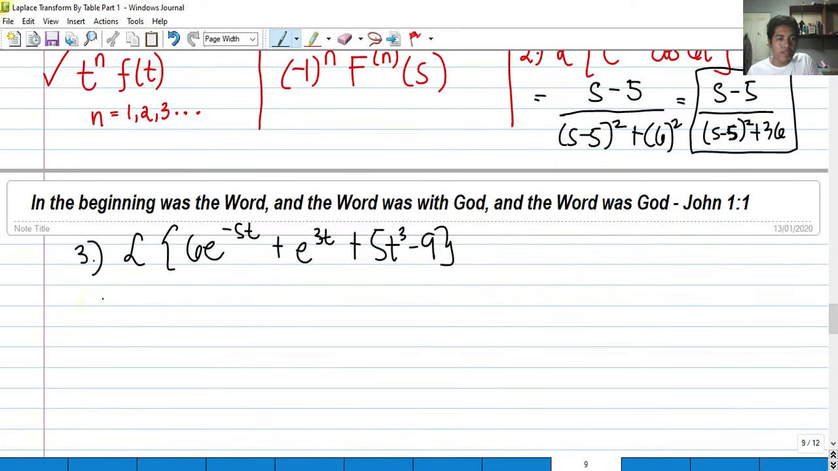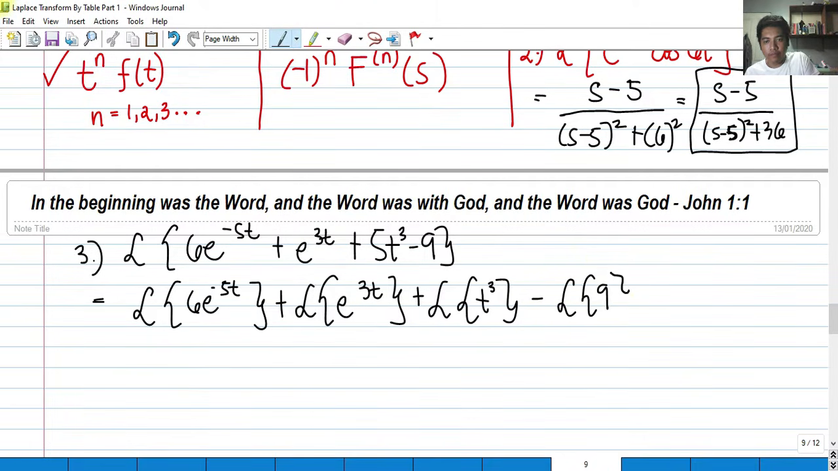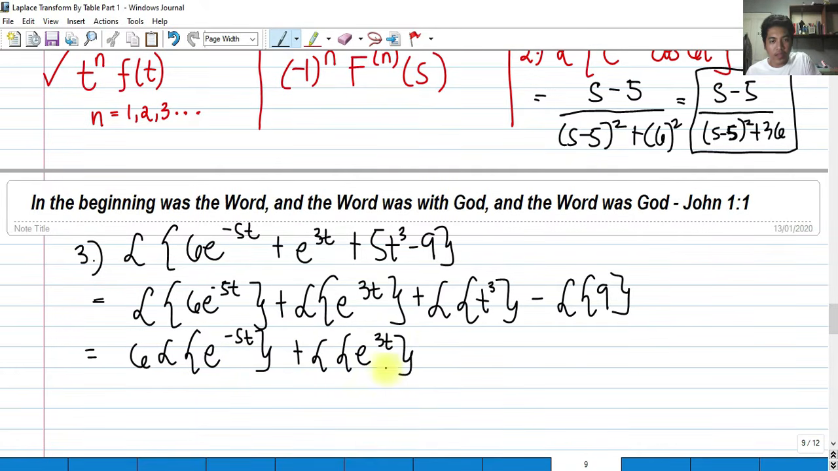So, we are to find the Laplace transform of this. As we can see, we can distribute the Laplace operation here, wherein we can rewrite this as this, so we can evaluate each term individually to obtain the Laplace transform. We know that we can actually factor out 6, or the constant, outside of the Laplace transform, and copy this again.